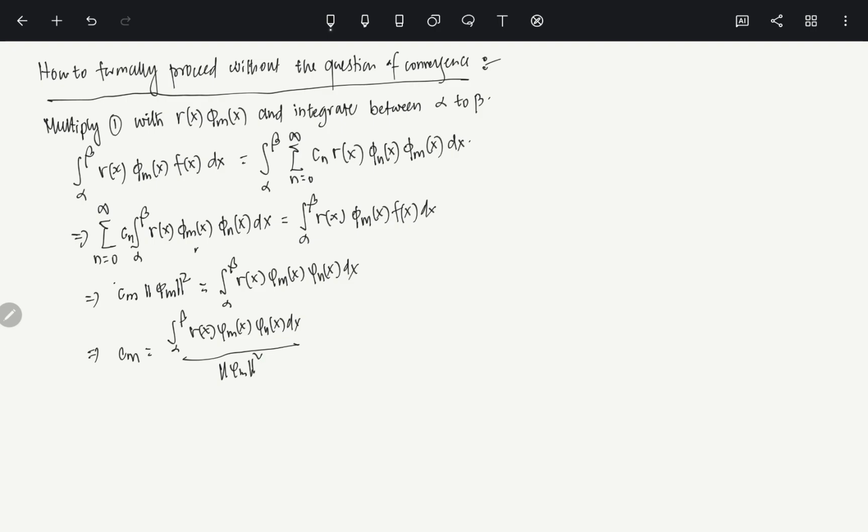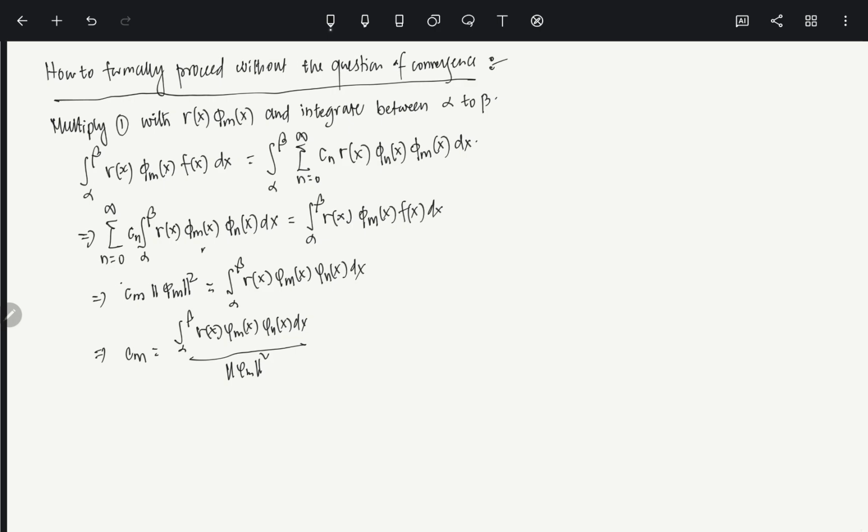Okay, phi m is orthogonal, right? So phi m square is of course not 0. Yes, and if it is orthogonal, then basically that will be 1 in that case. Yeah, if we start with that. Okay, so in that case, cn will be just the integral from alpha to beta of f times phi m dx.